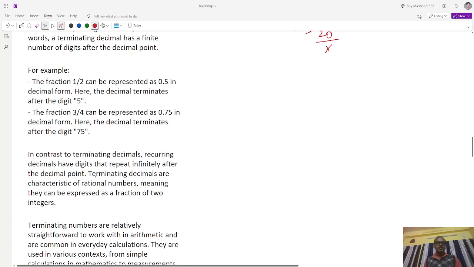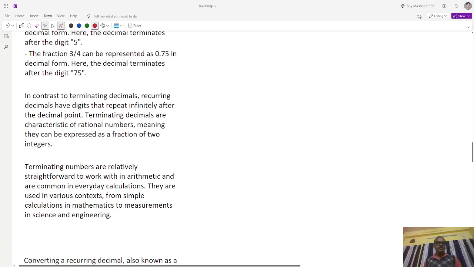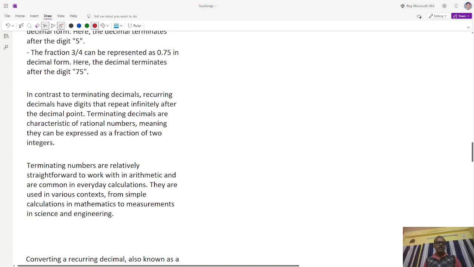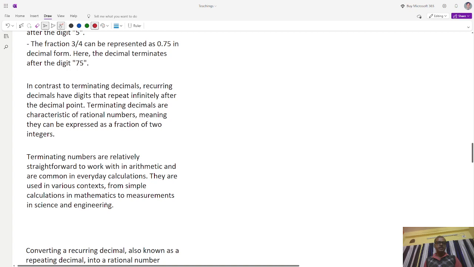In contrast to terminating decimals, recurring decimals have digits that repeat infinitely after the decimal point. Terminating decimals are characteristic of rational numbers, meaning they can be expressed as a fraction of two integers. Terminating numbers are relatively straightforward to work with in arithmetic and are common in everyday calculations. They are used in various contexts, from simple calculations in mathematics to measurements in science and engineering.